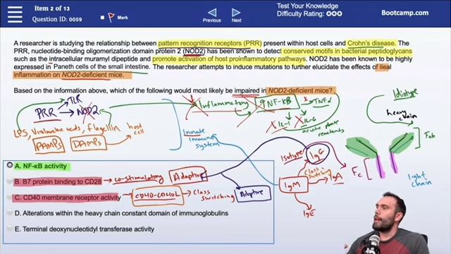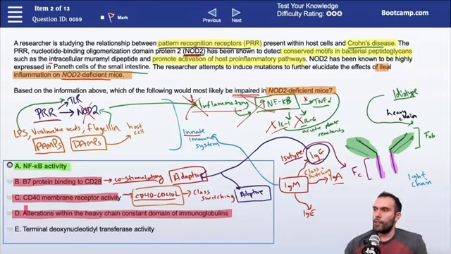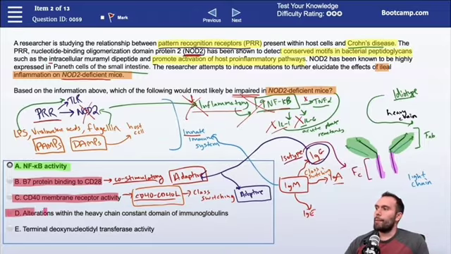All right, if we look at option D, this is really along the same lines as option C. It sounds complicated: alterations within the heavy chain constant domain of immunoglobulins. What does that mean? It's just what we just said. Here's the heavy chain, this black line. Here's the constant domain. If I change the constant domain, I end up with IgG, IgA, IgE, some different form of the immunoglobulin. So this would not be the correct answer, for the same reasons, because it would have to do with class switching and the adaptive immune response.